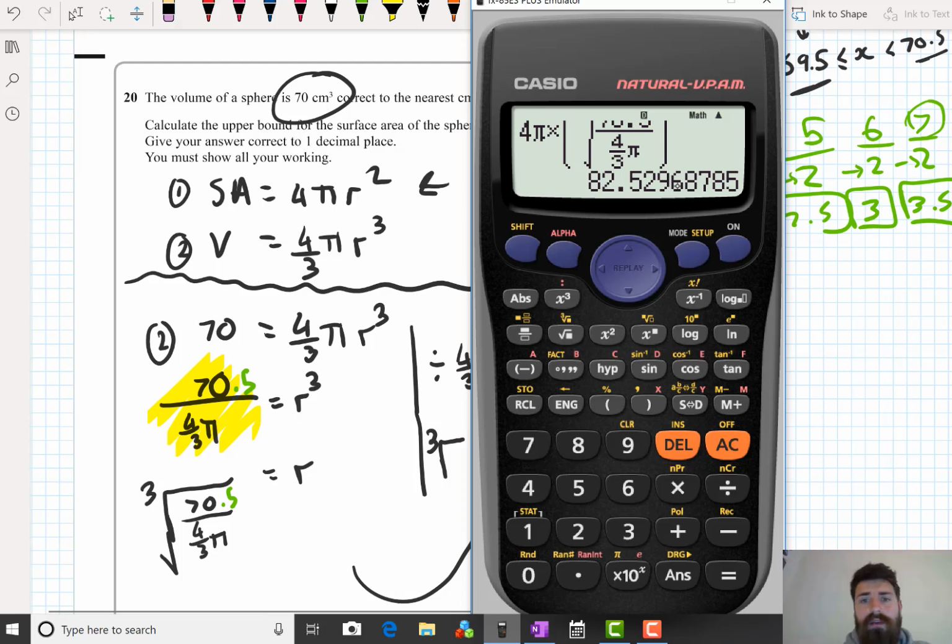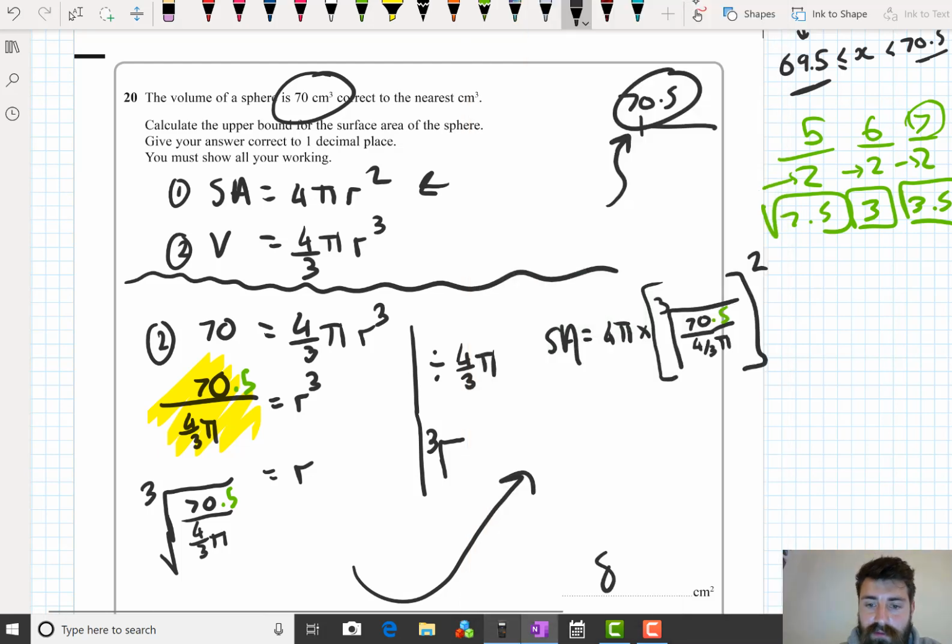So it says here, give your answer correct to one decimal place. 82.5 at the 2, we'll keep that the same. So it'll be 82.5. Next question.